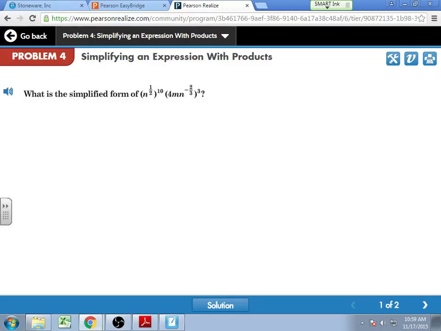So now we have the product of two different variables, all with their own independent powers. Jacob, what's the first thing that you want to do here?